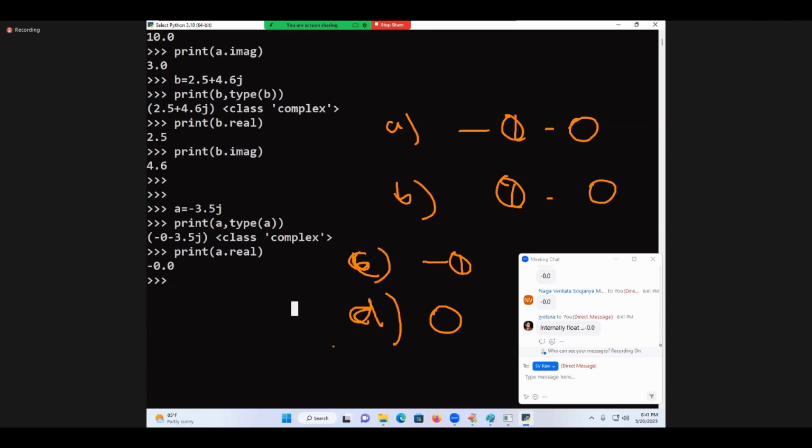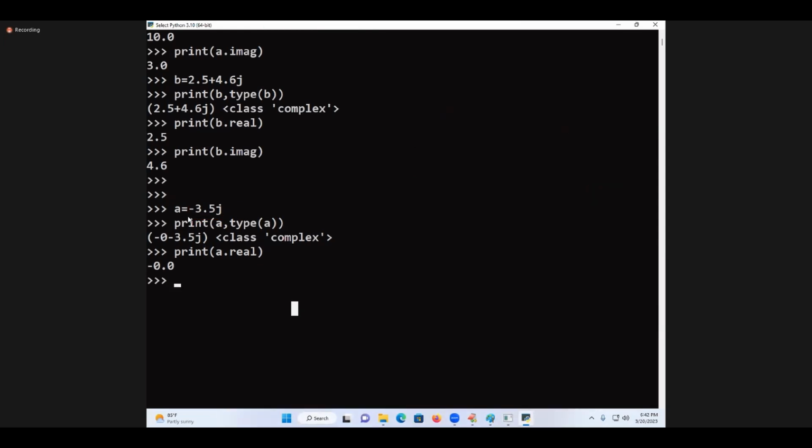But they will test your practical knowledge. Answer is what? Whenever you say minus imaginary, the real part will also be taken as minus 0. It's a thing to remember, and you need not have a doubt about it, because they take it like this internally.